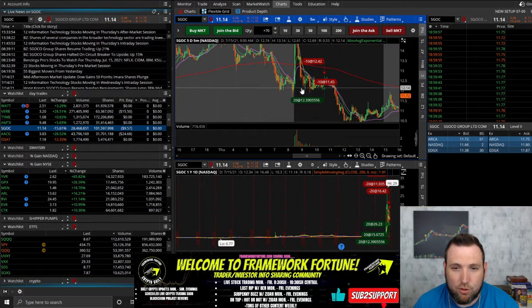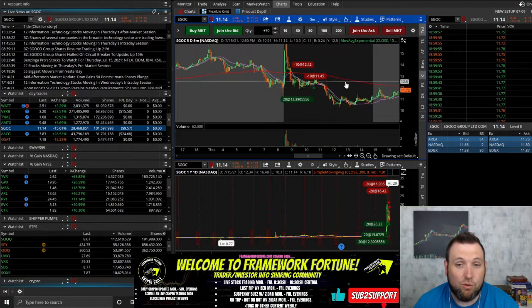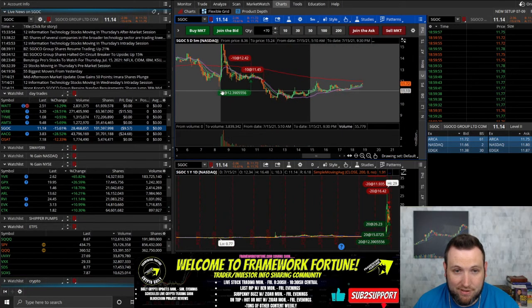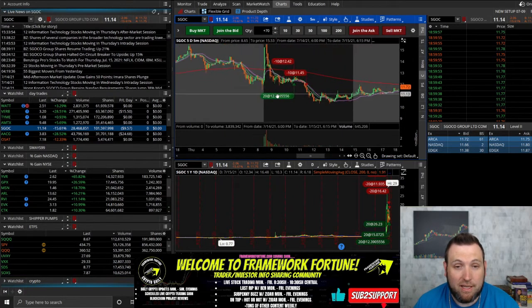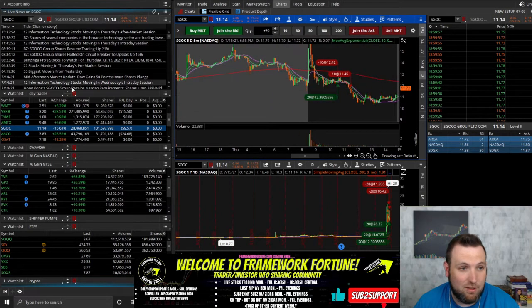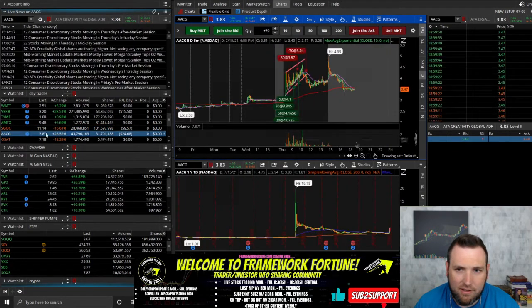I was looking for a bounce off of this $12 area, but because that 200 wasn't on there, I didn't see that we were bearish, because once the stock price is below the 200, you're pretty bearish. And as you can see, usually it doesn't get back over it that same day. So that could have been avoided. I shouldn't have even taken that trade.